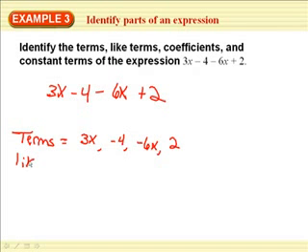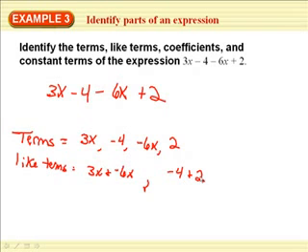Then I have like terms. Which ones are alike? Which ones could we add together? Well, 3x and the negative 6x, those are like terms because they could be added because they have the same variable. Negative 4 and 2 are also like terms because they're constants. They don't have letters attached to them.